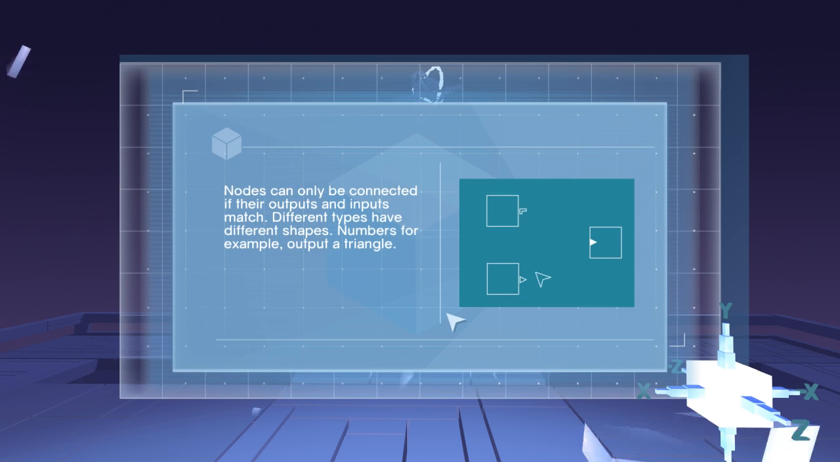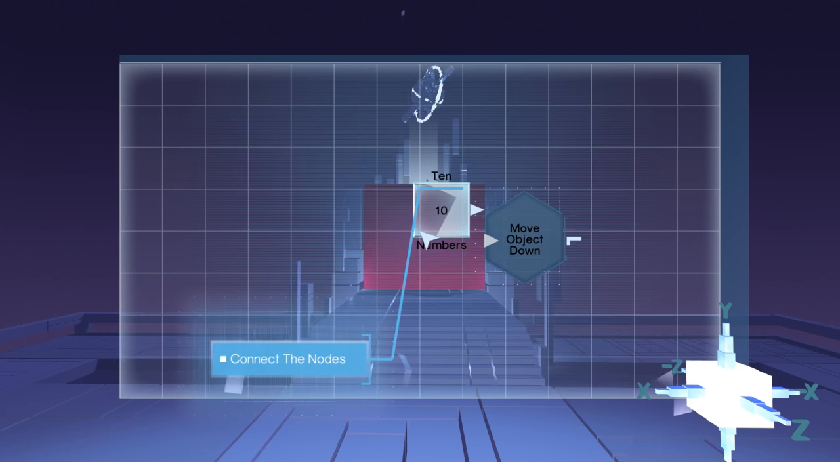Nodes can be connected if their outputs and inputs match. So Tetris piece doesn't go to triangle, but triangle can go to triangle. Different types have different shapes. Numbers, for example, output a triangle. Alright, so we currently have a, say, 10. Move object down. So we can move the object down by 10. And then quit.